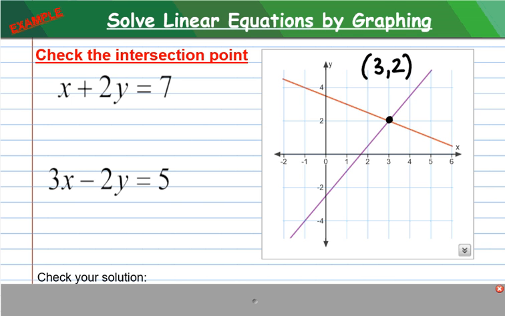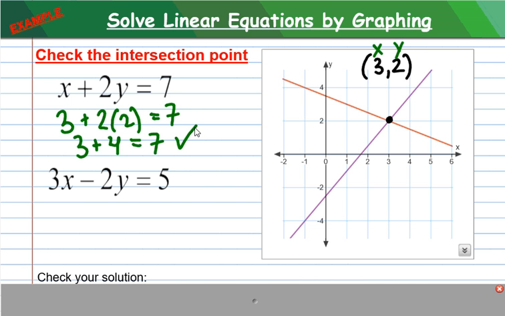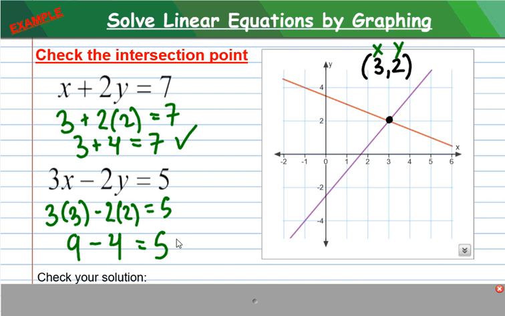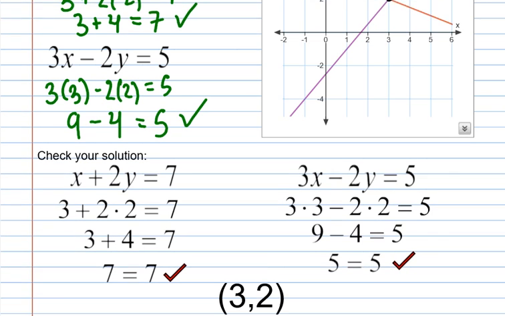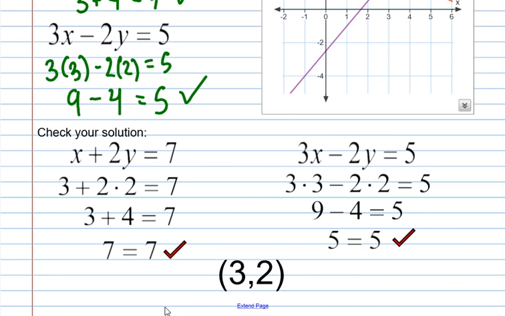How do we check? We put 3 in for x and 2 in for y in our equations. If I put 3 in for x and 2 in for y, I end up getting the statement 3 plus 4 equals 7, and that is true. If I put 3 in for x and 2 in for y in the second one, I end up getting the statement 9 minus 4 equals 5, and that is also true. So when they ask you to check an intersection point, that's what they mean. Put it in and make sure you get two true statements, like 7 equals 7, 5 equals 5. That means that is the correct solution.